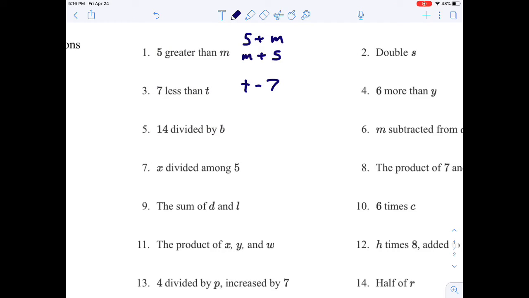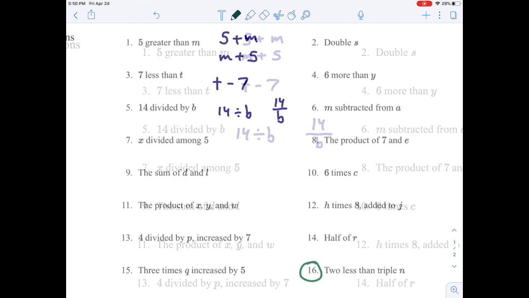Speaking of division, let's talk about 14. 14 divided by b. You can do 14 divided by b with the division symbol, or you can do 14 fraction bar b. Still reads 14 divided by b, just two different symbols. Again, be careful about order. If you switch the 14 and the b in those expressions, they are wrong.